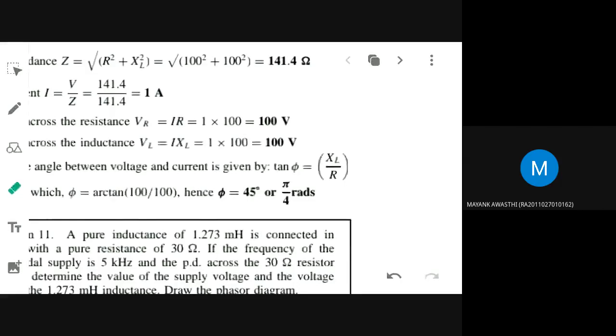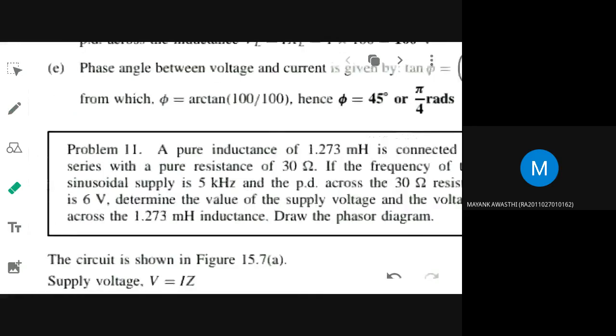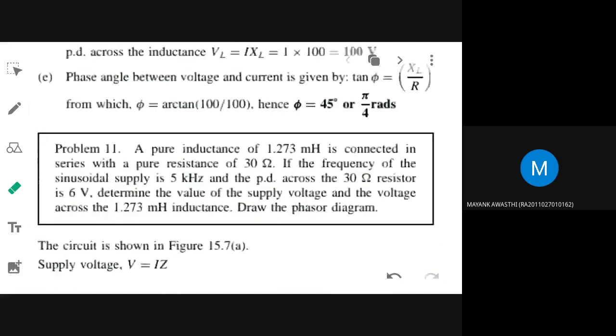Okay. So these sort of problems are simple to solve. Surely this type of problem will come in the 16 mark question. So if you remember the formula, it will be easy for you. Alright. Now one more problem. Problem number 11. Try to solve it and tell me the answer alone. I will pick out somebody to give me the answer.